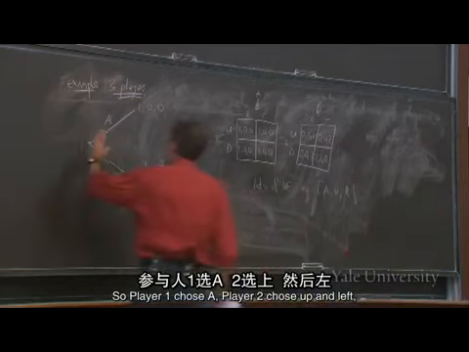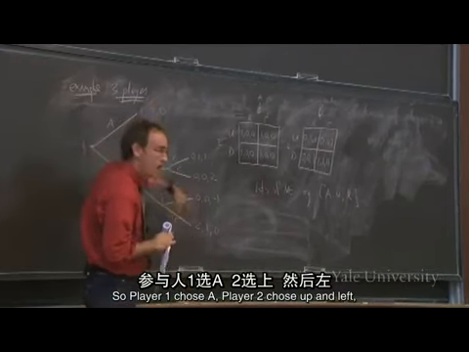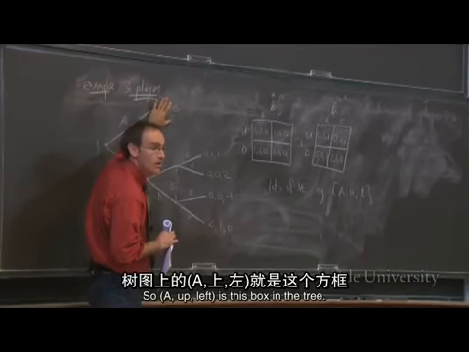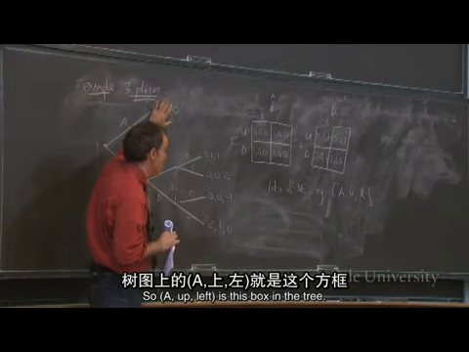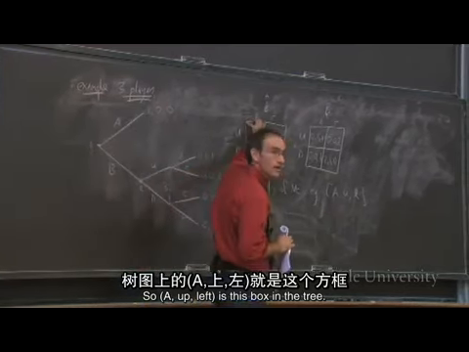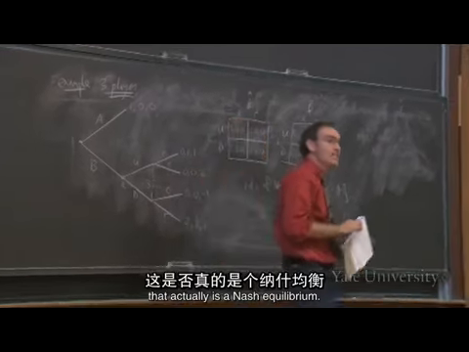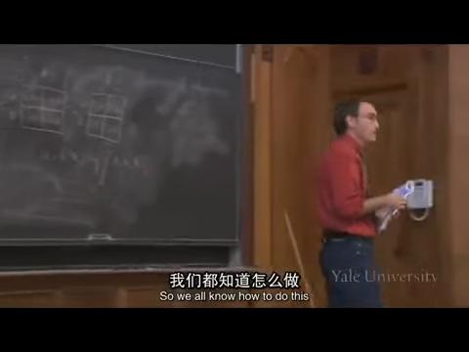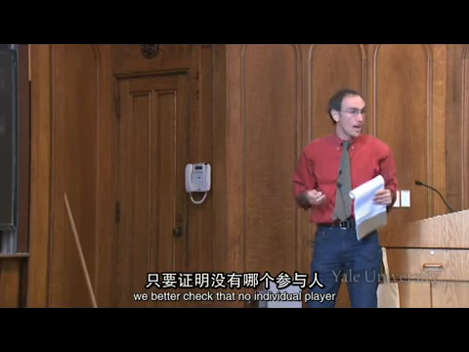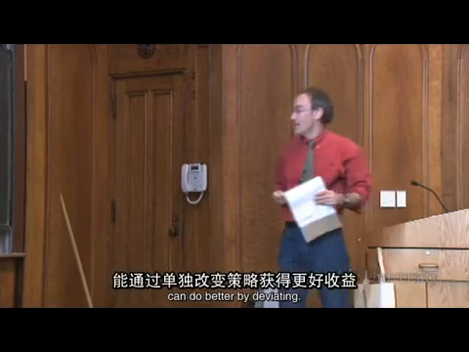So player 1 chose A. Player 2 chose up and left, but it followed A, so we end up here. We end up at 1, 0, 0. All right? All right, so A up left is this box in the tree. Now let's just check that that actually is a Nash equilibrium. All right, so we all know how to do this from the first half of the class. To check that that's a Nash equilibrium, we better check that no individual player can do better by deviating.